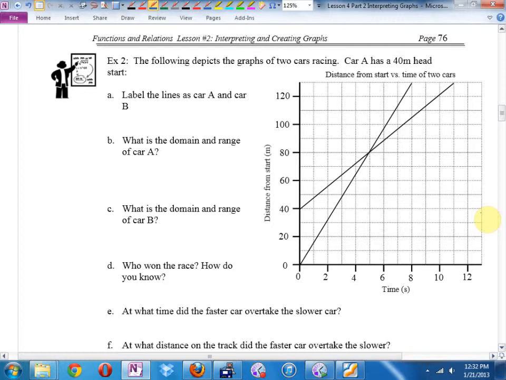So this one here, car A or car B, and how can you figure that out? Oh, car A has a 40-meter head start, so that means its y-intercept would be 40, because at time 0, it's already got 40 meters going. Oh, this is another meaning for y-intercept. So you're saying this is car A and this is car B? I agree.